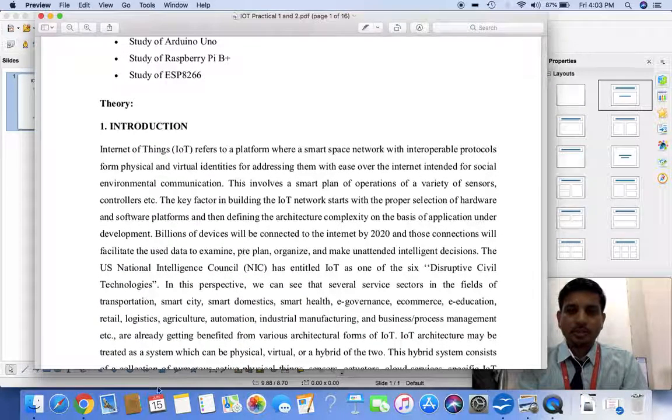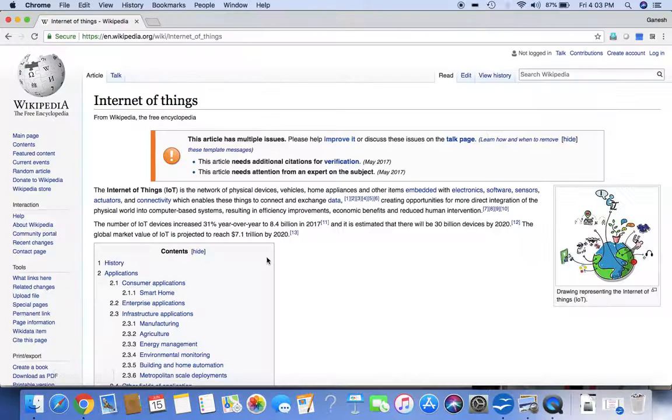So what is IoT? First we will search on the internet for the definition of the IoT. If I go to Wikipedia, the definition of the IoT is the network of physical devices, vehicles, home appliances and other items embedded with electronics, software, sensors, actuators and connectivity which enable these things to connect and exchange data, creating opportunities for more direct integration of the physical world into computer-based systems, resulting in efficiency improvement, economic benefit and reduced human intervention. So this is one of the famous definitions of the Internet of Things. This definition we are taking from Wikipedia.